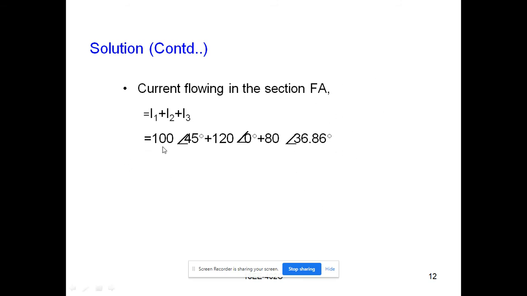The current at point A is 100 at an angle of 45 degrees. Okay, this is the power factor. Plus 120 at an angle of 0, plus 80 at an angle of 36.86. We get 254. When we convert this into rectangular form, we get 254.7 minus J 118.7 amperes. This is the current flowing in section FA.